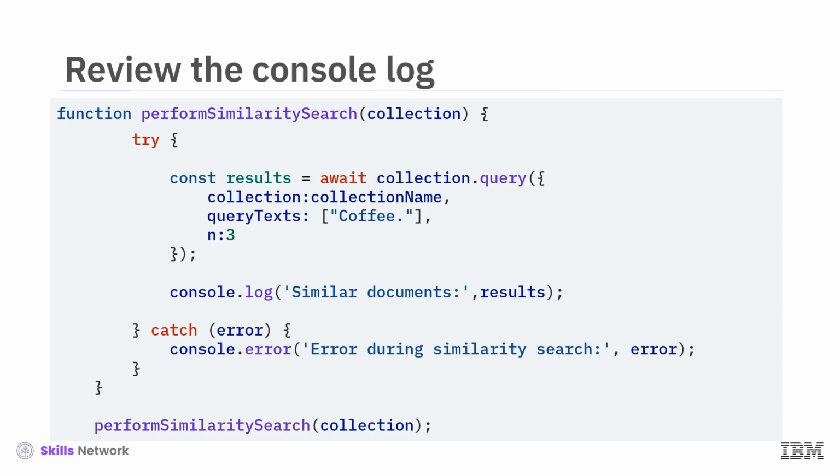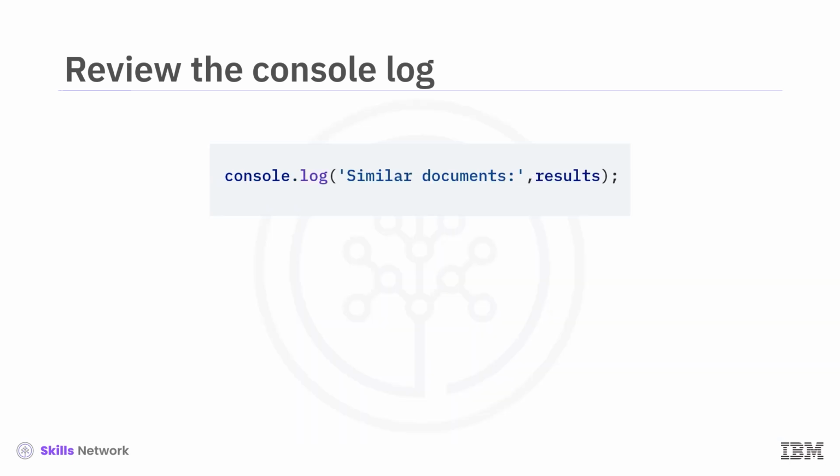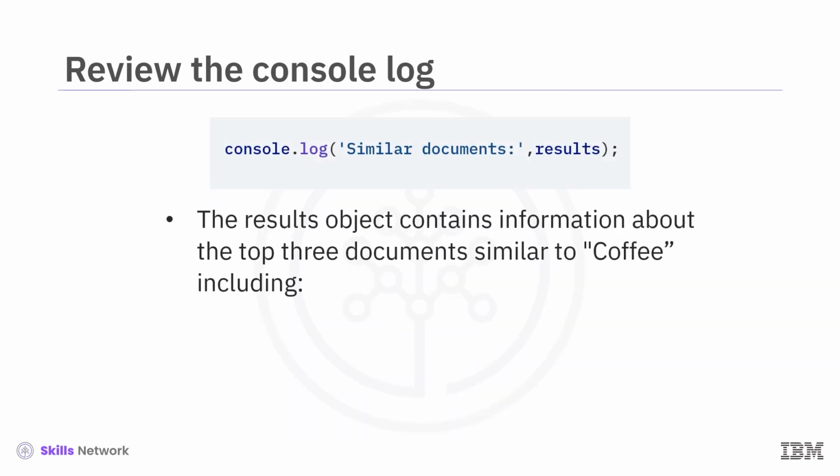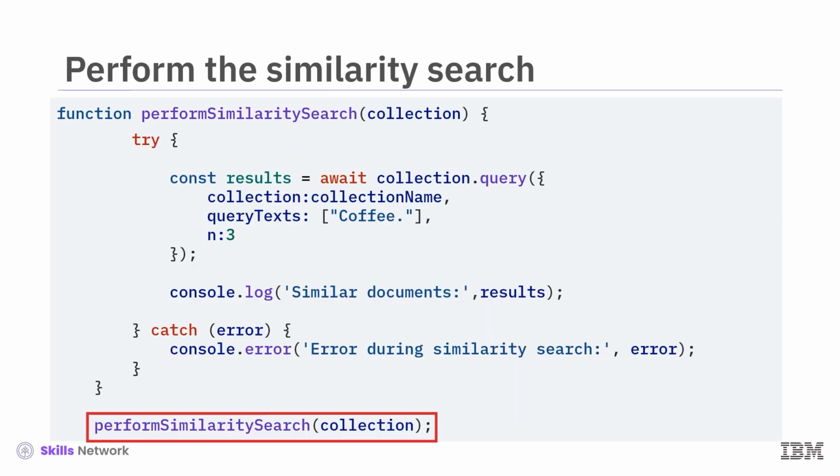For output, review the console log similar documents results code, which logs the retrieved documents to the console. The results object contains information about the top 3 documents similar to coffee, including their IDs, distances, similarity scores, and potentially other metadata.